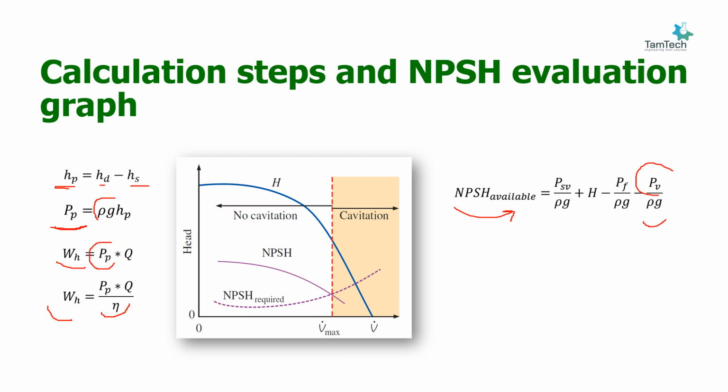NPSH available should be larger than NPSH required. If NPSH available is larger than required, then it's good to go, and we will have no cavitation. But if NPSH available is smaller than NPSH required, we move into the cavitation zone, which is undesirable for pump design. That's why we should redo our design steps again.